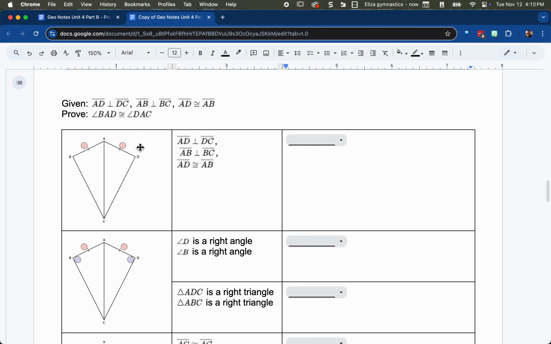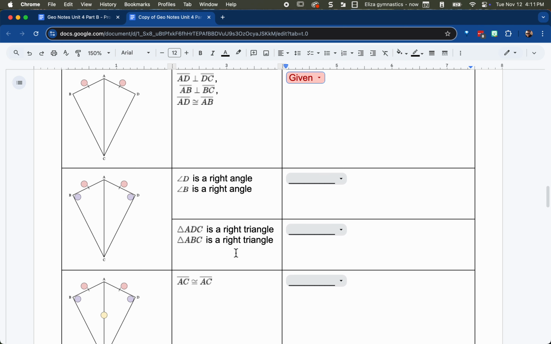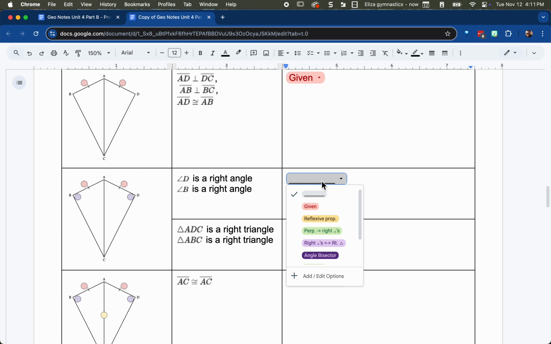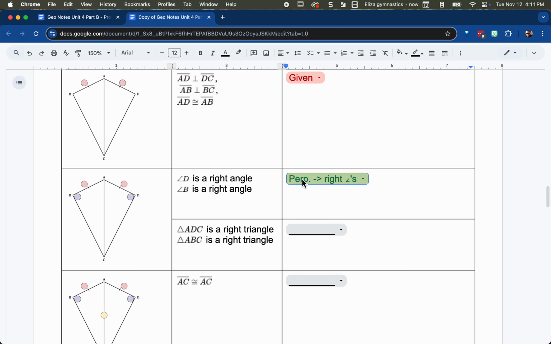All right, let's look at another one. We have given stuff. This gives us some perpendicular lines, so it's going to say these two edges here, AB, BC, and these two edges here, AD and DC, are perpendicular, so that's going to give us a little bit of information about those angles. So number one, that means that perpendicular leads to right angles, but also that tells us that certain triangles are right triangles because right angles go with right triangles.